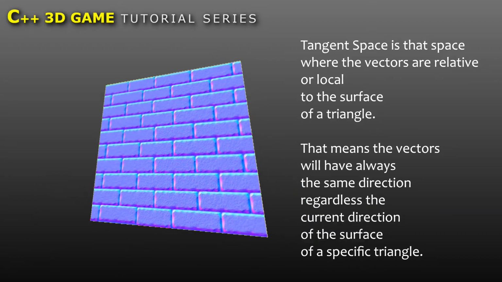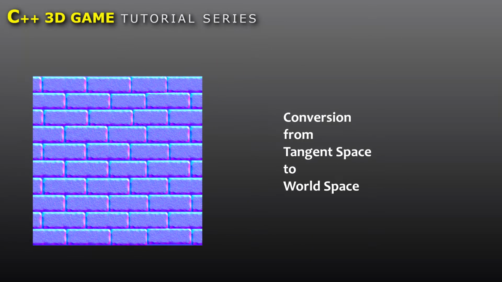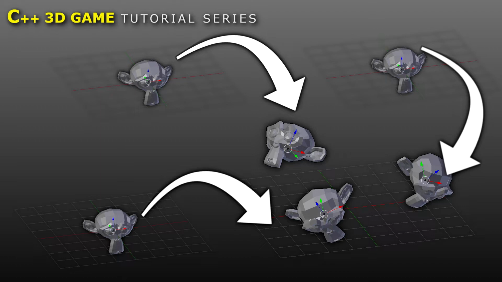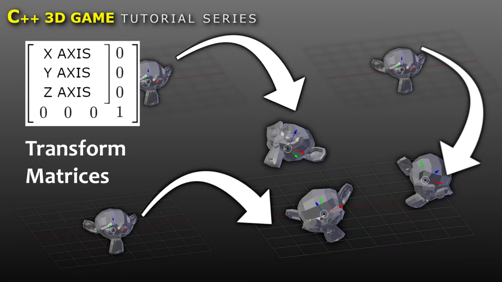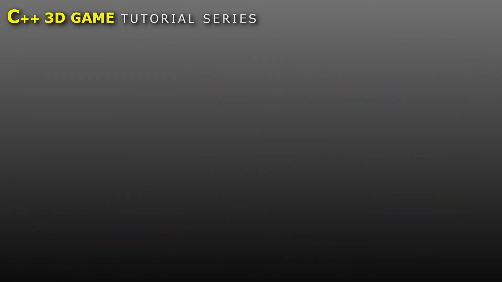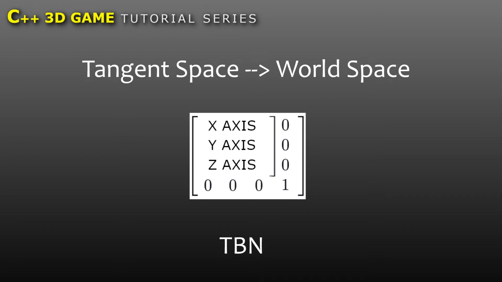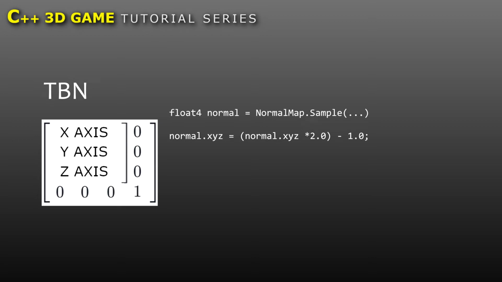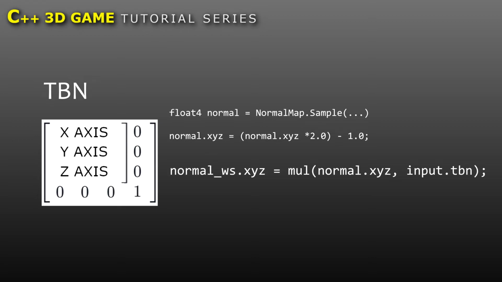At this point, we have to find a way to transform those normal vectors from tangent space to world space. As we have already seen in the previous tutorials, we can change from one coordinate space to another through a transform matrix. In this case, we have to create a rotation matrix called TBN. Then, we have to multiply our normal retrieved from the normal map with this TBN matrix, obtaining in this way the final normal in world space.